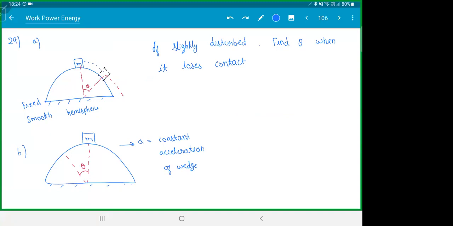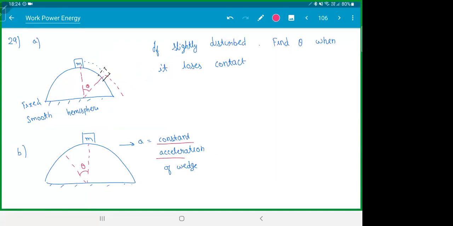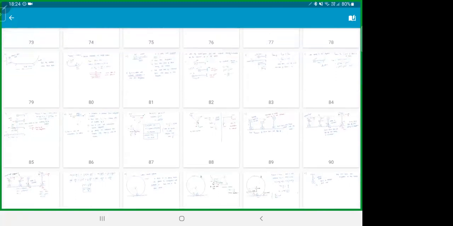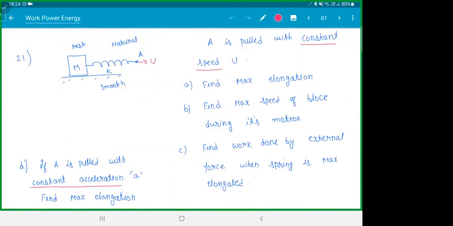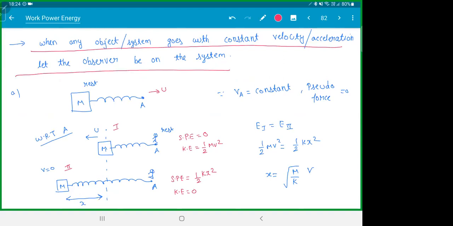What if this time the wedge is being accelerated forward with a? Now, again, listen, there is a hint in this word only if you have observed this. The wedge is going with a constant acceleration. Then what should you do? Pseudo force. Remember, I told you this last time. Whenever something goes with constant acceleration, what are you supposed to do? When any object or system goes with constant acceleration, let the observer be on the system. Pseudo force lagana tha.